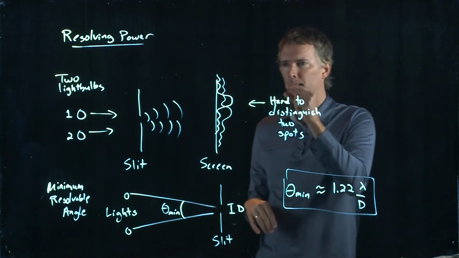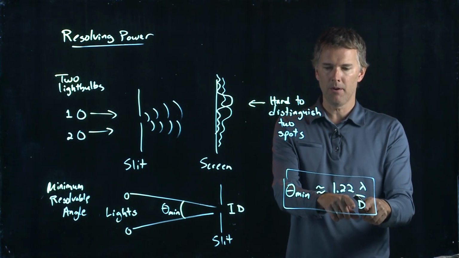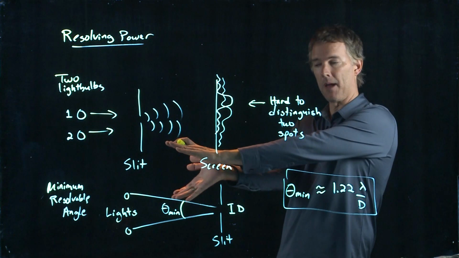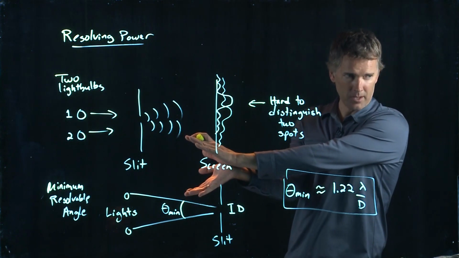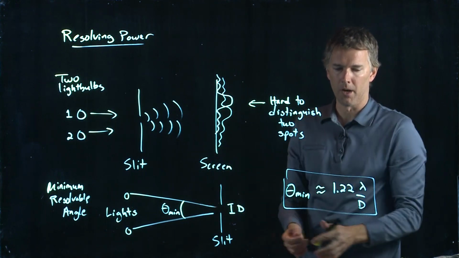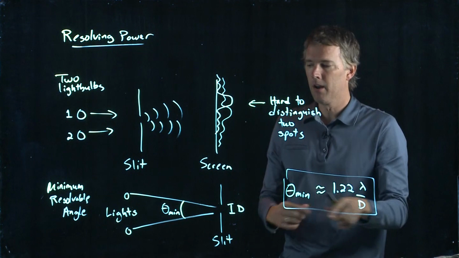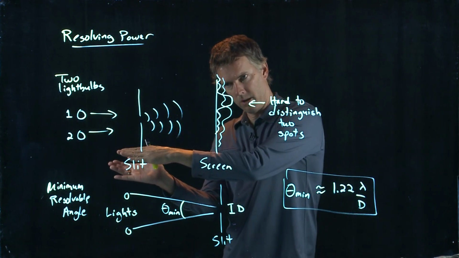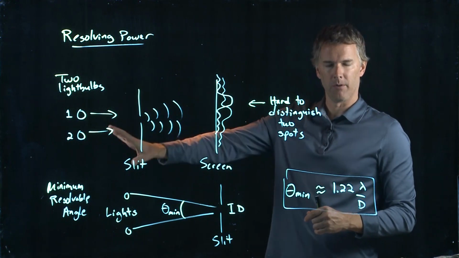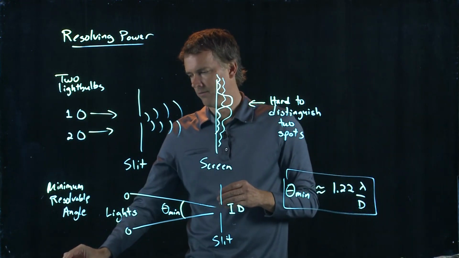And so if your pupils are closed down, if D is a small number, then theta min goes up. That car has to get much closer to you before you can distinguish that it's two headlights and not one headlight. But if your pupils are wide open, then D is bigger, theta min is smaller, and now you can distinguish it as two headlights much further away. And you might have already experienced this, okay?